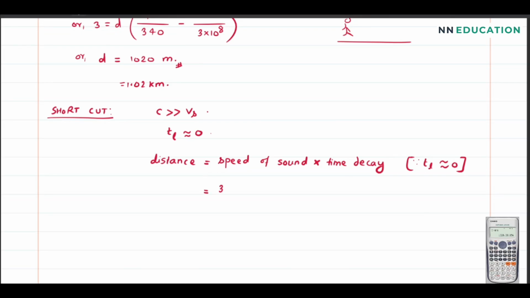So it will be 340 times 3, which is also 1020 meters. So both methods give essentially the same answer, right? Remember the key idea. We see lightning before we hear thunder because light travels much faster than sound. The time delay can therefore be used to estimate how far away the lightning occurred. Here the answer is approximately 1020 meters, which we have just calculated.